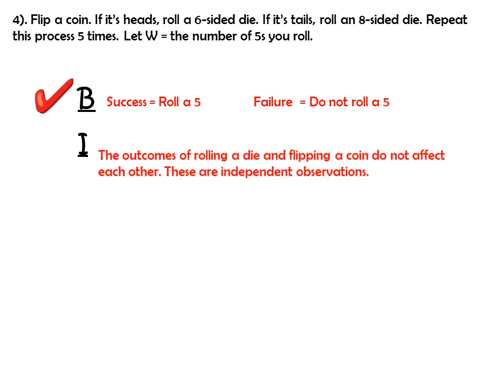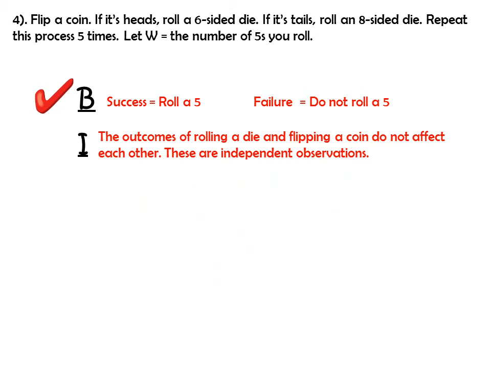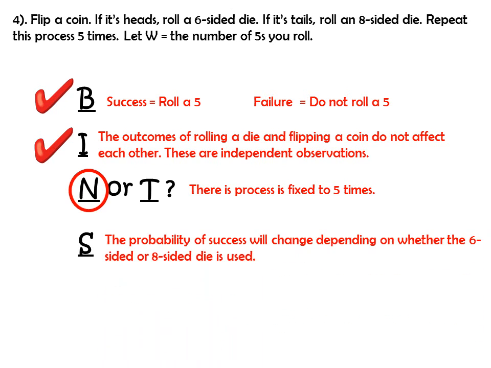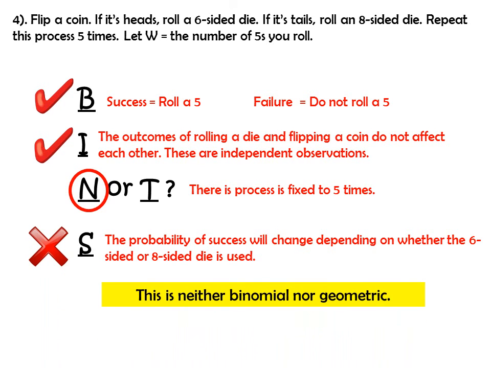Are these independent? Yes, the outcomes of rolling a die and flipping a coin do not affect each other. These are independent observations. Do we have N or T? This process is fixed to 5 times, so we have N. And then finally, is our probability of success the same every time? Well, the probability of success will change depending on whether the 6-sided die or 8-sided die is used. So success is not satisfied. Therefore, this is neither binomial nor geometric.